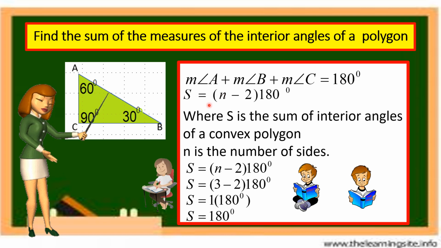The formula in finding the sum of the measures of the interior angles of a polygon is S equals n minus 2 times 180 degrees, wherein n is the number of sides. How many sides are there in a triangle? So there are 3 sides. So 3 minus 2 times 180, that is 1 times 180, and 1 times 180 is 180 degrees. So the sum of the measures of the interior angles of a triangle is equal to 180 degrees.